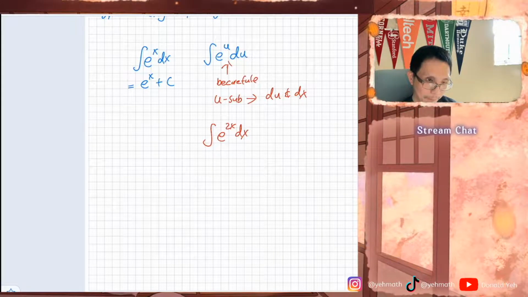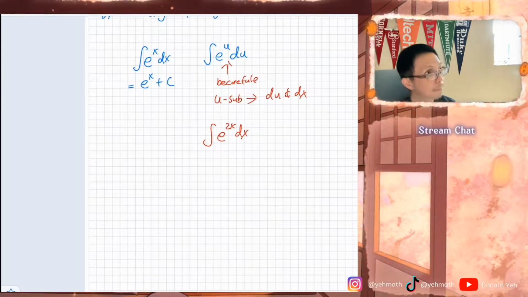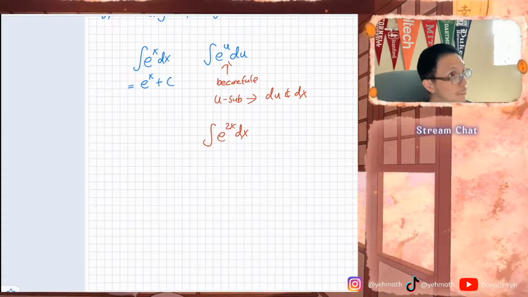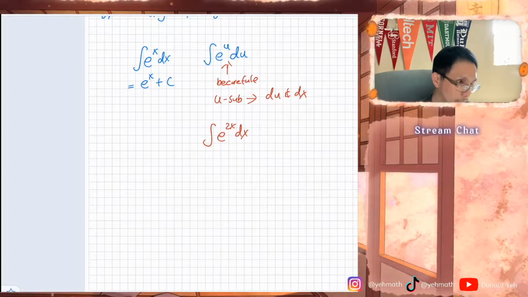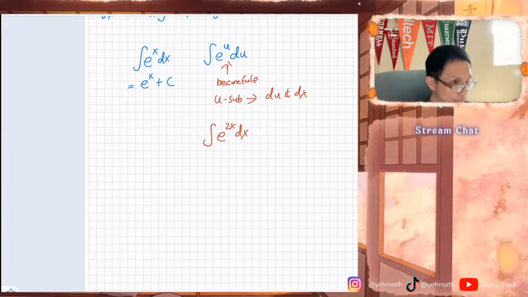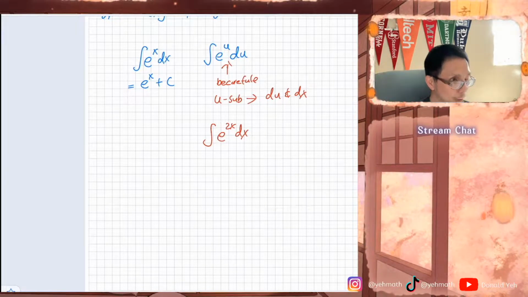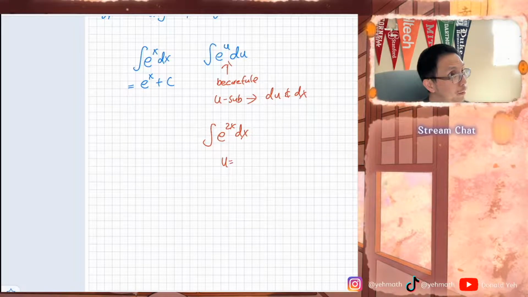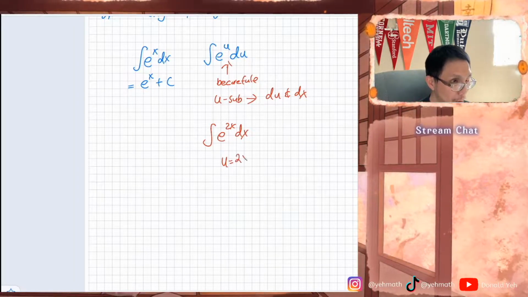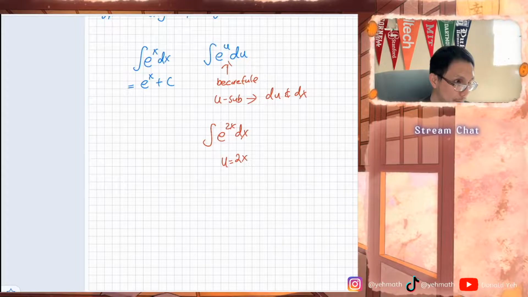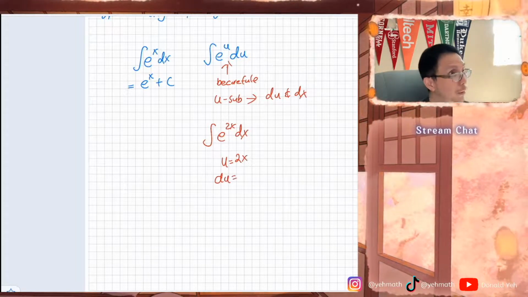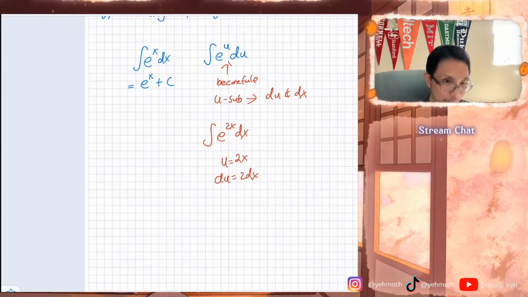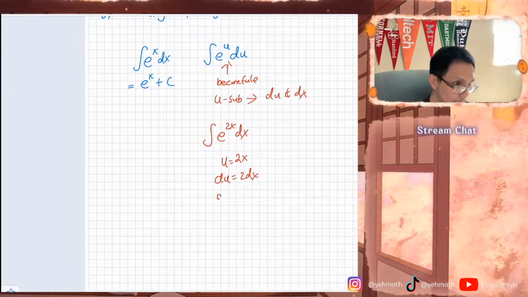Nope. Number 2 plus C. Nope. Remember, guys, u substitutions. What is u equal to in this case? 2x. Not just 2, but 2x. So what is du? And what we always do when we get to this point, we solve for dx, right?